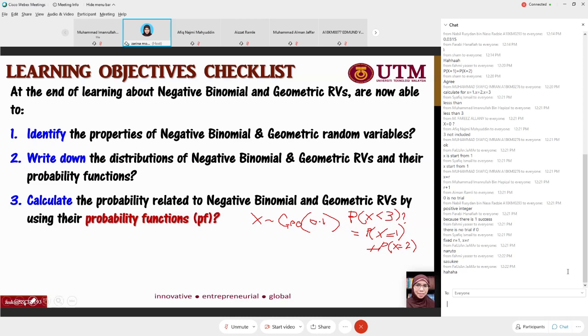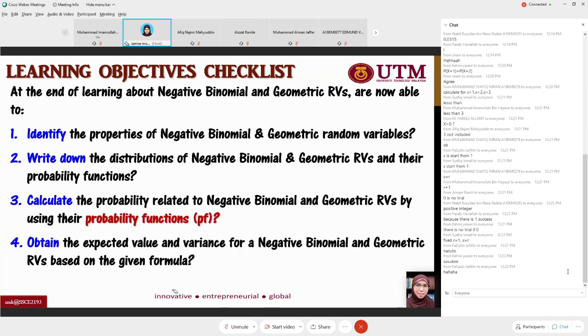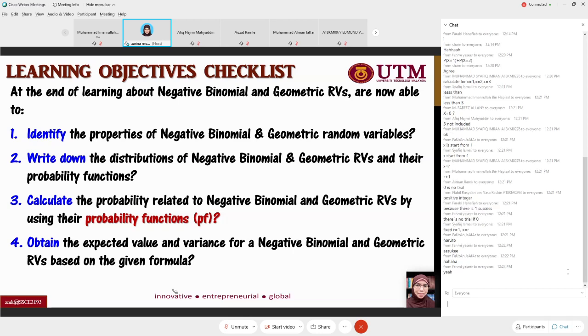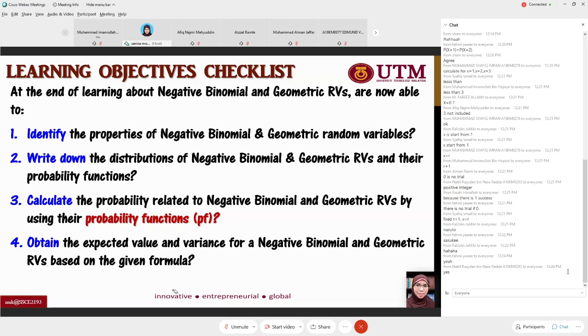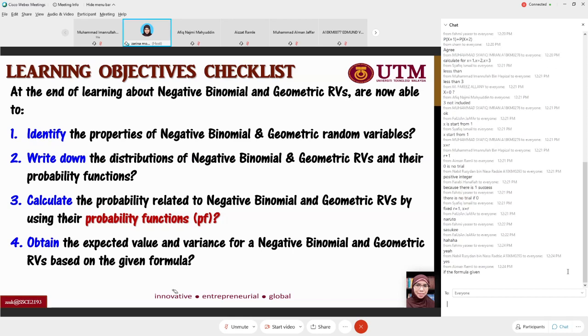All right. Hold on. Okay, so next, obtain the expected value and variance for negative binomial and geometric random variables based on the given formula. Do you think you can do this? Can you achieve the fourth learning objective? Should be okay, right? Yes, because it's direct from your statistical table, as long as you know what you have is a geometric random variable or a negative binomial random variable.